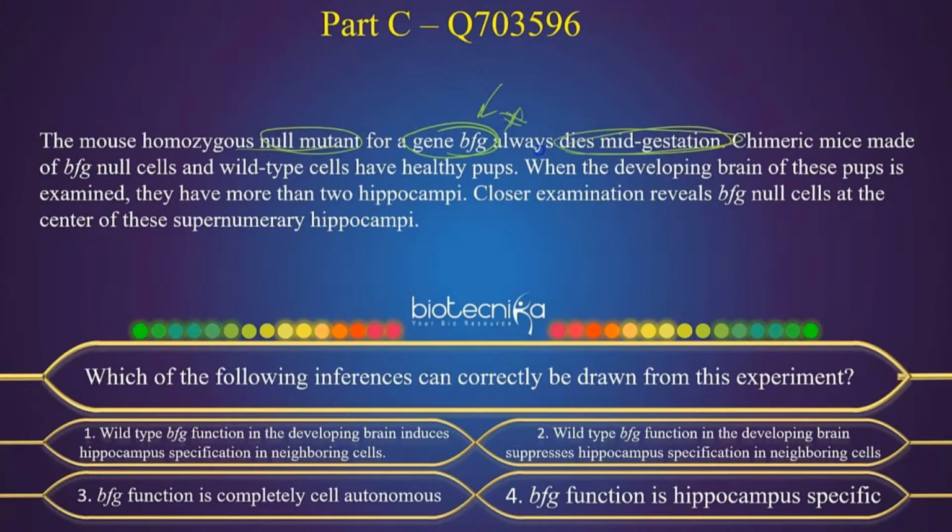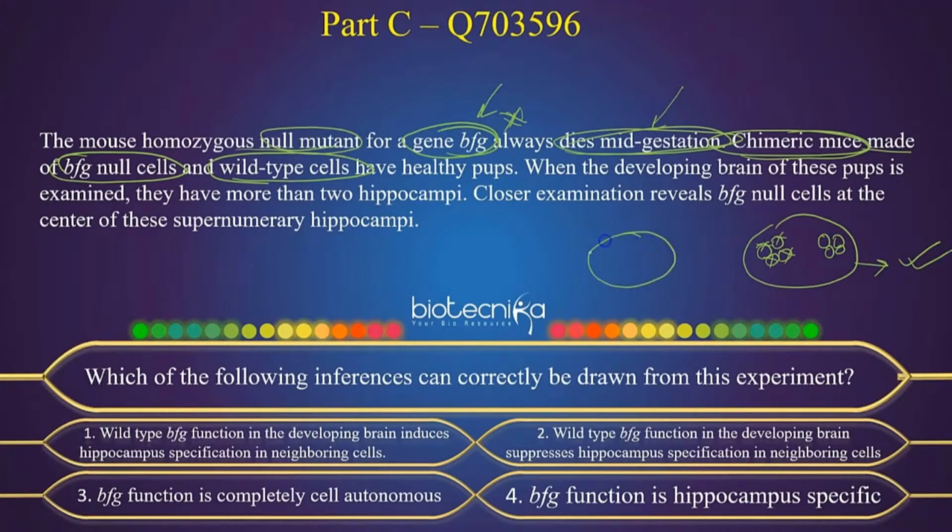Then the mouse always dies in mid-gestation. It means complete development is not able to take place. But when you take chimeric mice, which are made up of BFG null cells plus wild type cells also, so if you are taking an embryo in which you have some BFG null cells, but you are taking along some wild type cells, then the embryo is able to survive. But if you are taking an embryo which has BFG null cells only, then that embryo is never able to survive. Okay, so it is better to solve such kinds of questions with a diagrammatic representation.